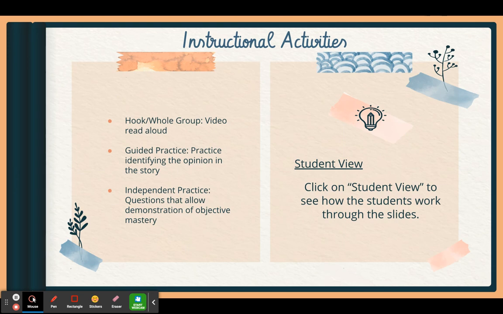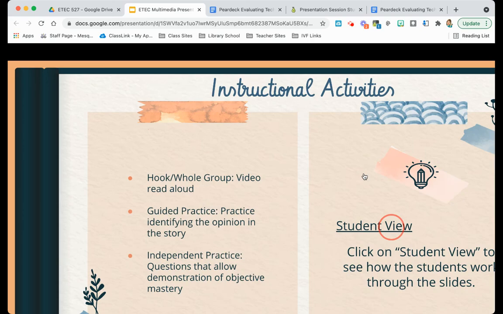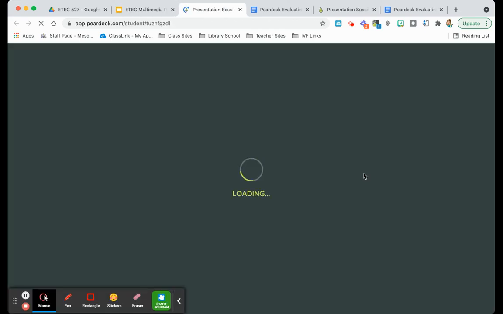The instructional activities included with Peardeck for this lesson are, for the hook and hold group, a video read aloud. Then for guided practice, they're identifying the opinion in the story. And then for the independent practice, there are some questions that allow the students to demonstrate mastery of the objectives. So we're going to click on the student view to see what it looks like in action.